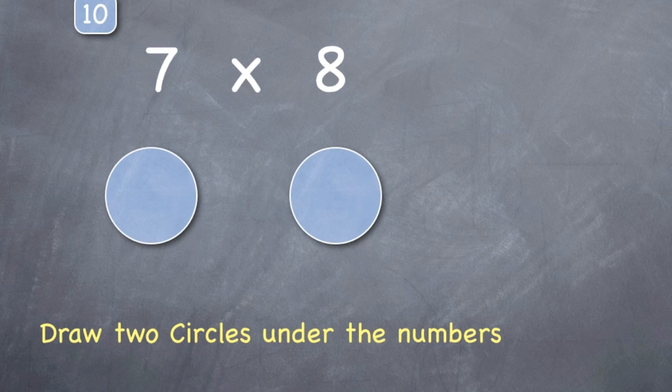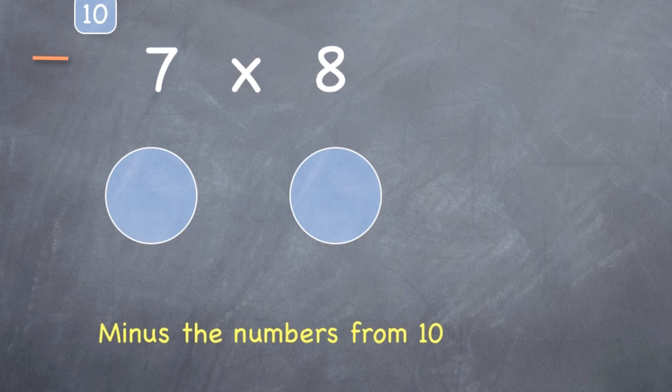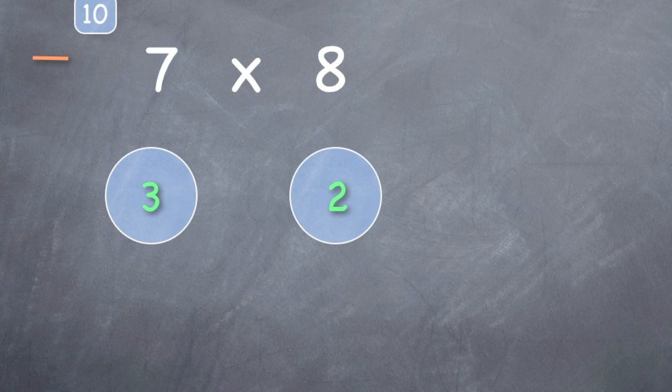If we were multiplying 13 by something, because 13 is more than 10, you put the circles above. But for this, which is just multiplying numbers less than 10, we put the circles below the numbers. So looking at 7 and 8, we subtract 7 from 10 and 8 from 10 and put the answers in the circles below. So 7 from 10 is 3, 8 from 10 is 2.